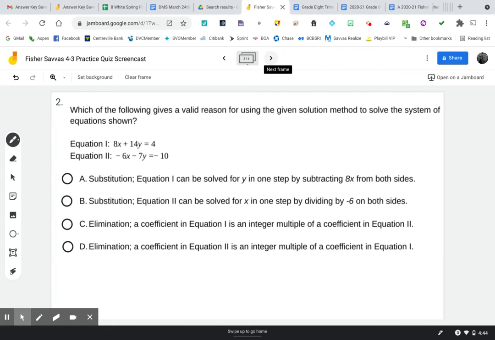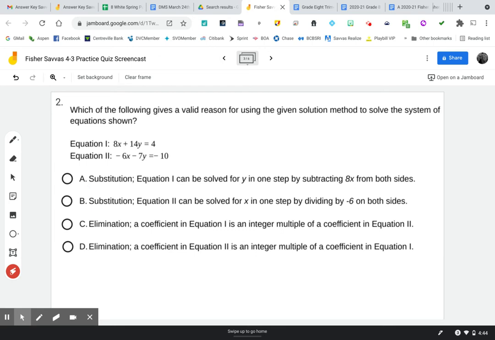Okay, so problem number 2. Which of the following gives a valid reason for using the given solution method to solve the system of equations shown? So they give you two equations, equation 1 being 8x plus 14y is equal to 4, and equation 2 being -6x minus 7y is equal to -10. So they're going to give us some different methods that I can use to solve this system of equations. So if I looked at the first one, A tells us substitution.